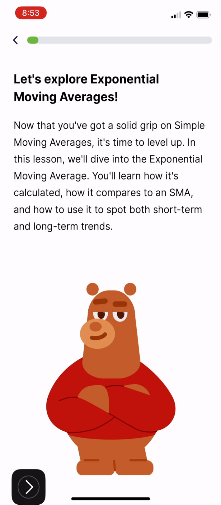Let's explore exponential moving averages. Now that you've got a solid grip on simple moving averages, it's time to level up. In this lesson, we'll dive into the exponential moving average. You'll learn how it's calculated, how it compares to an SMA, and how to use it to spot both short-term and long-term trends.